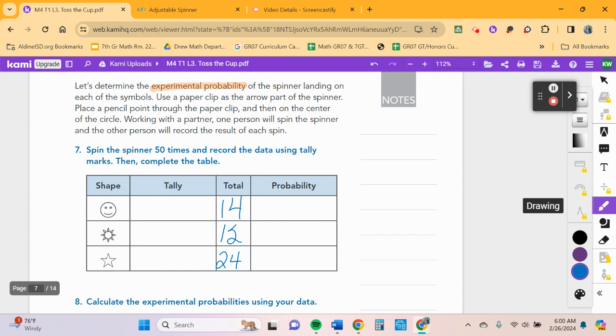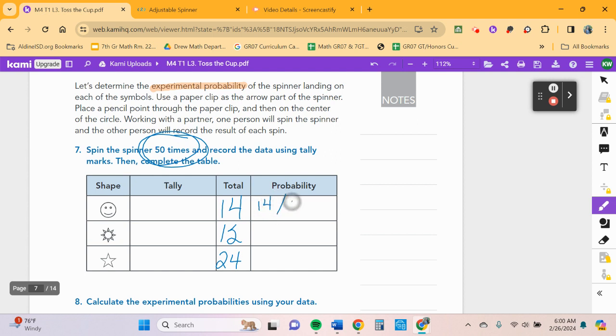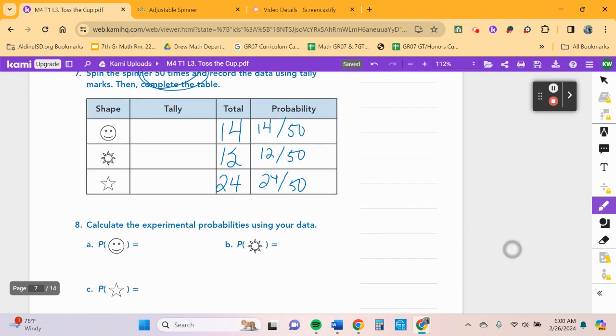And actually, I'm going to go ahead and write that too, where it says probability, because remember, we spun 50 times. So this was 14 out of 50, 12 out of 50 for our sun, and 24 out of 50 for our star. And if we scroll down, we basically just answered question number 8, but it says calculate the experimental probabilities using your data. So all you're doing is taking these numbers and placing them down here.